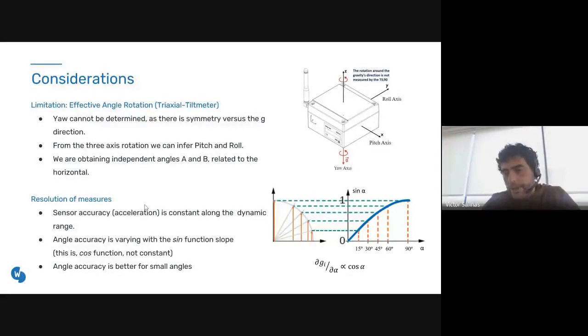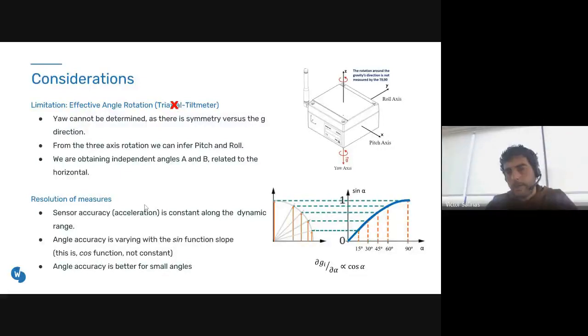So, two considerations about the triaxial MEMS accelerometer used to compute tilt. Sometimes you see these kinds of devices called triaxial tiltmeters. Well, this is not entirely true, because we are obtaining three angles, but these three angles are not independent. Only two of these angles are independent, those angles towards the horizontal. Why? Because we have symmetry towards the G vector.